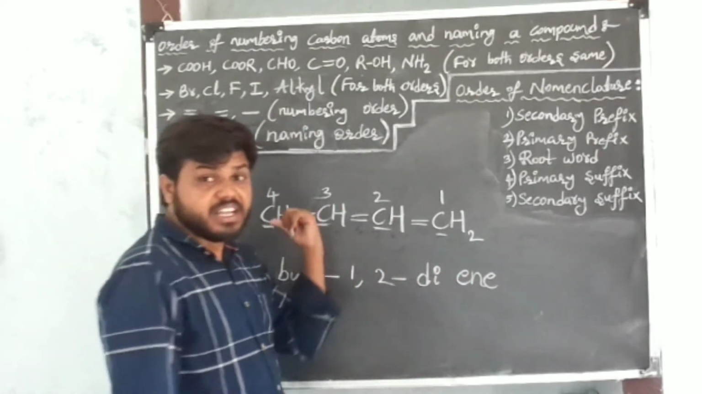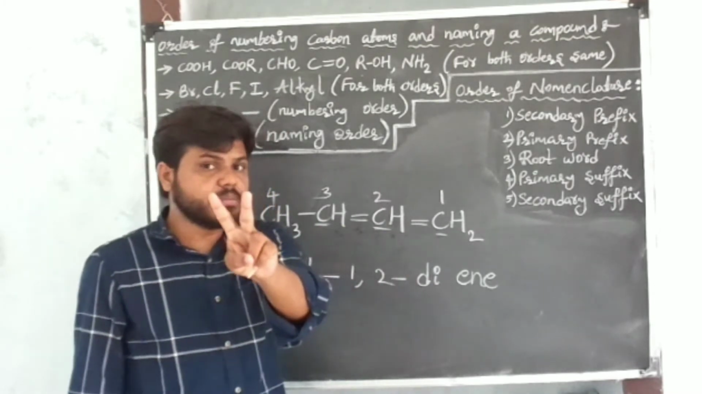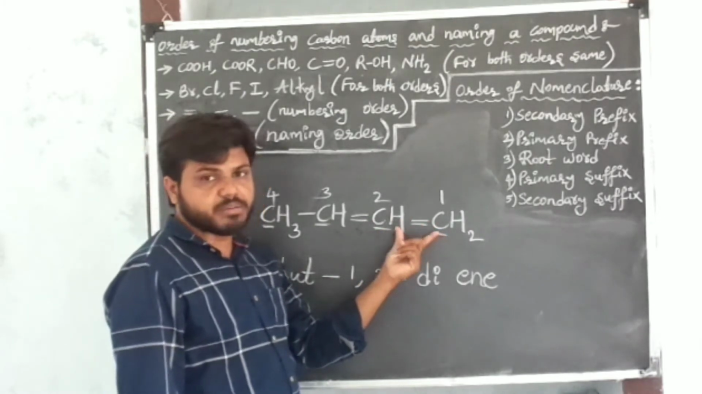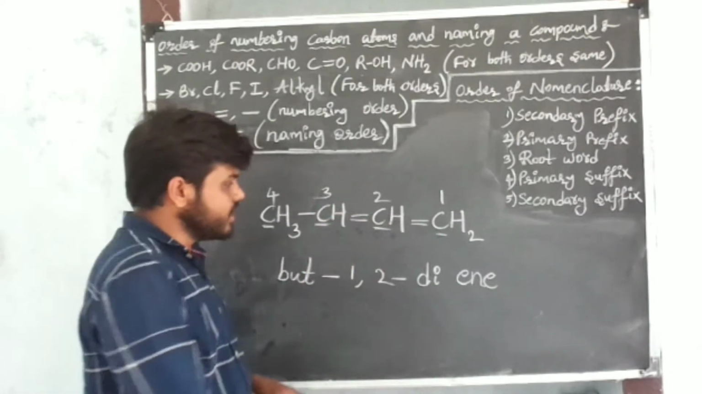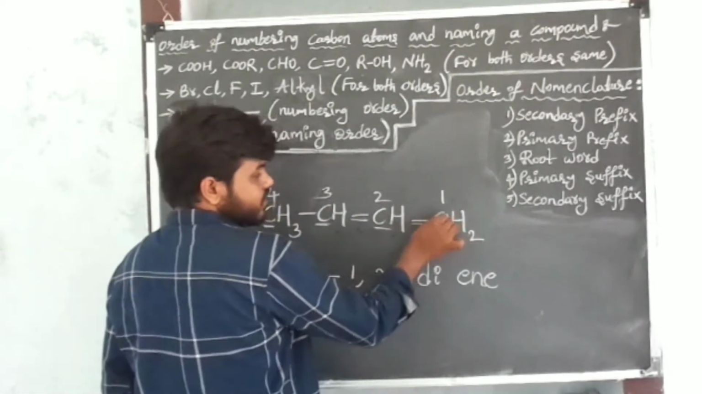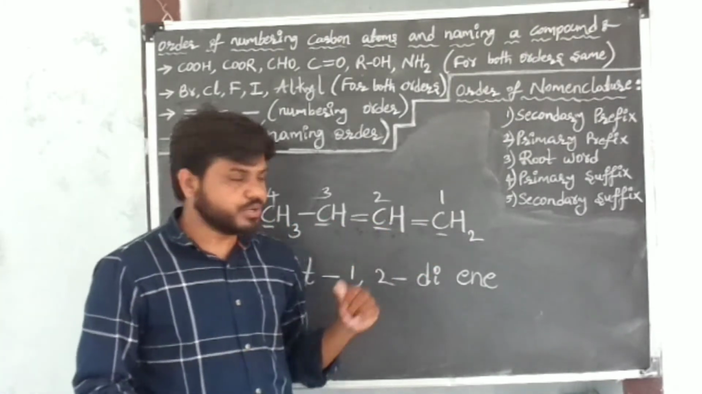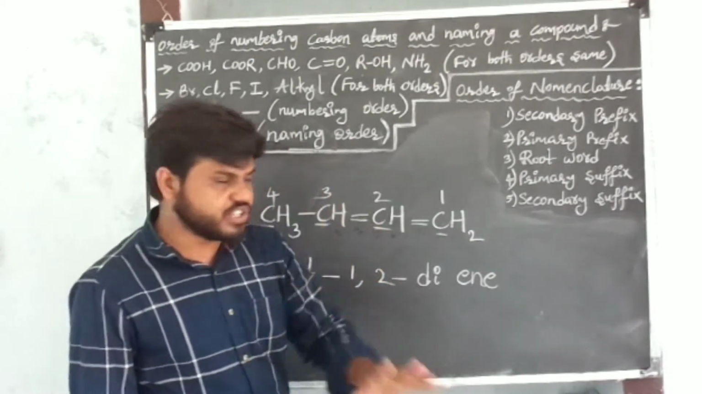I am repeating. This is the given carbon compound. It has 2 double bonds: one between these 2 carbons, and another between these 2 carbons. First, give numbers to each carbon atom so that the double bonds get the least numbers. That's why I started from the right side: first carbon, second carbon, third carbon, fourth carbon. One double bond gets the first position, another gets the second position. The 2 double bonds get the least numbers.